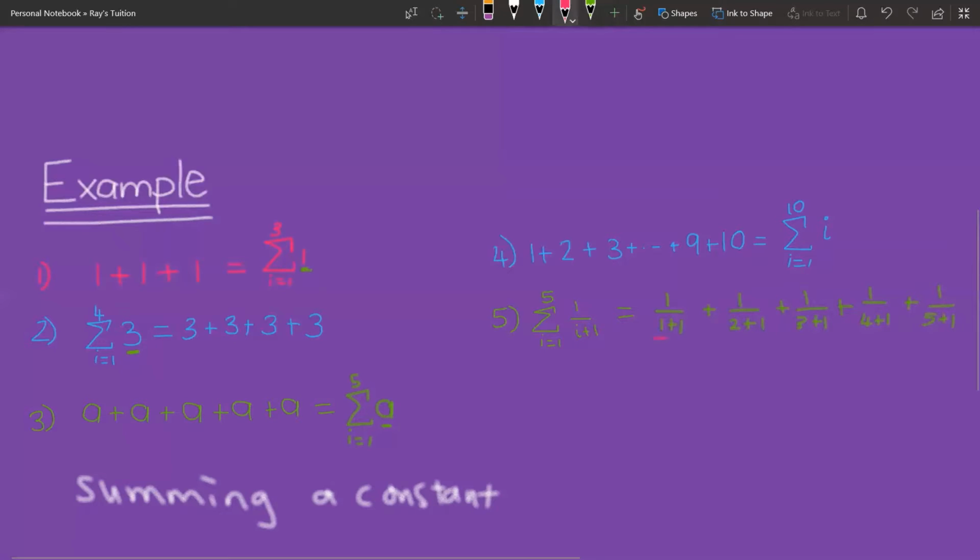So there are our values for i. When i is equal to 1, it's 1. When i is equal to 2, it's 2. When i is equal to 3, it's 3. When i is equal to 4, it's 4. When i is equal to 5, it's 5. So we're substituting in 1, 2, 3, 4, 5 in place of i each time. This we can actually write simpler: 1 over 2 plus 1 over 3 plus 1 over 4 plus 1 over 5 plus 1 over 6.